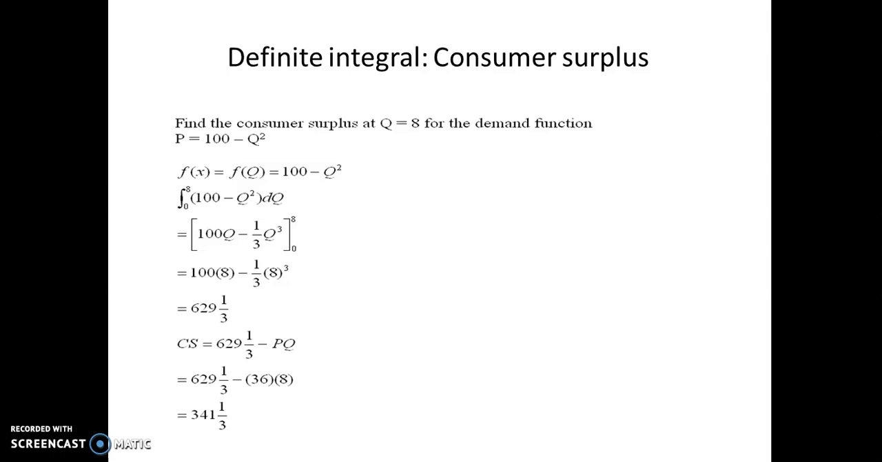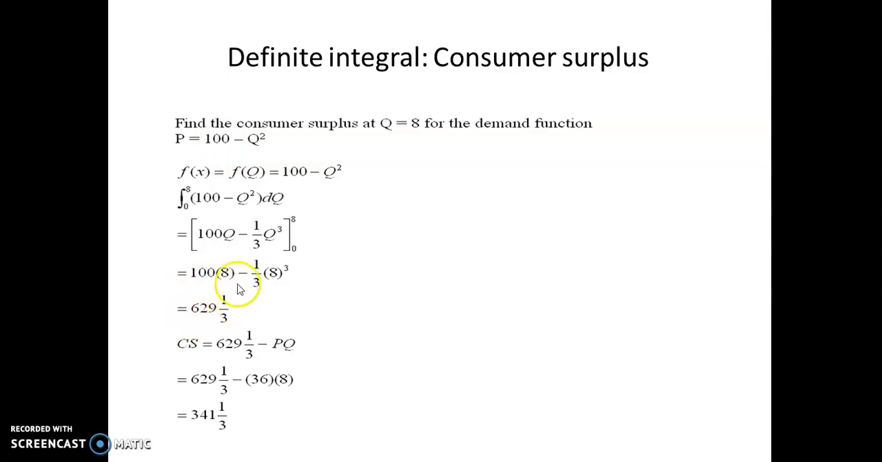But we only want the consumer surplus, which is the area above the price. So therefore, I need to determine what the price would be when the quantity is equal to 8. And if you substitute 8 in over there, you're going to get 8 squared, and 100 minus 8 squared is 36. So P is 36.